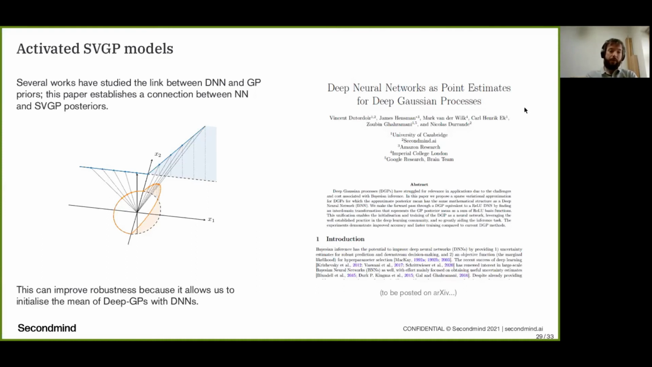And this is great to improve robustness because it allows us to initialize the mean of our deep GP models with deep neural networks. There's been a lot of effort put into finding good practices to train DNNs, and by doing this, we can benefit from all these good practices.